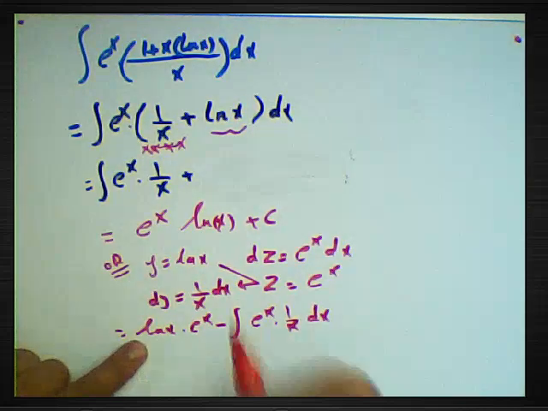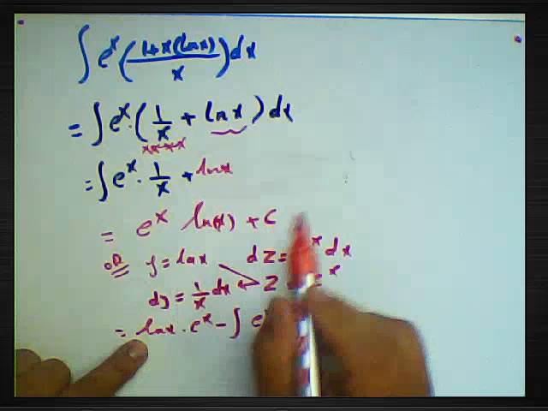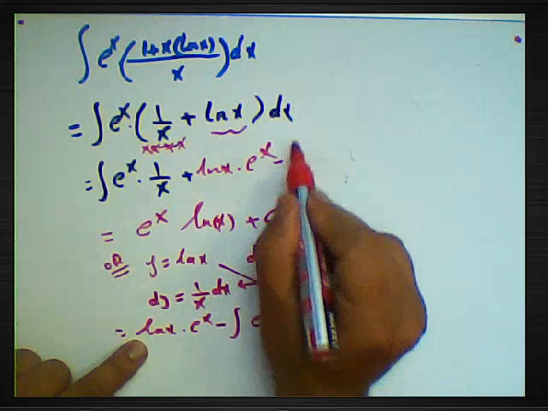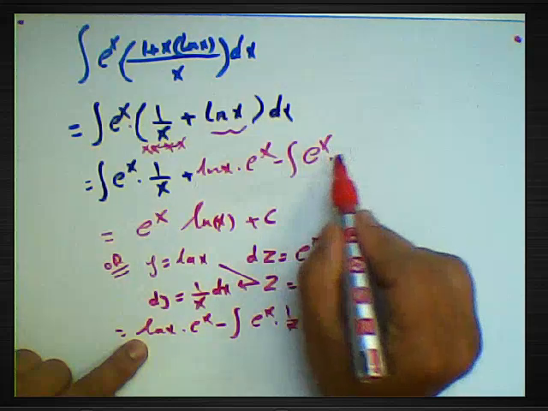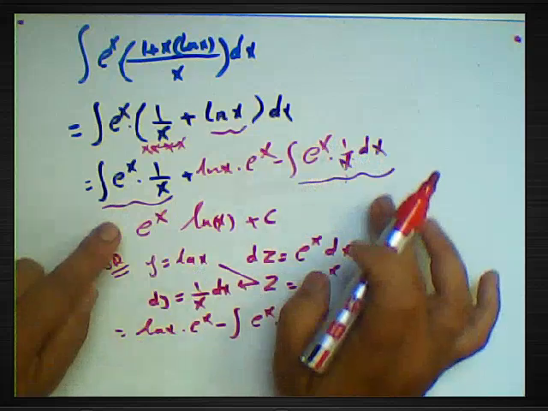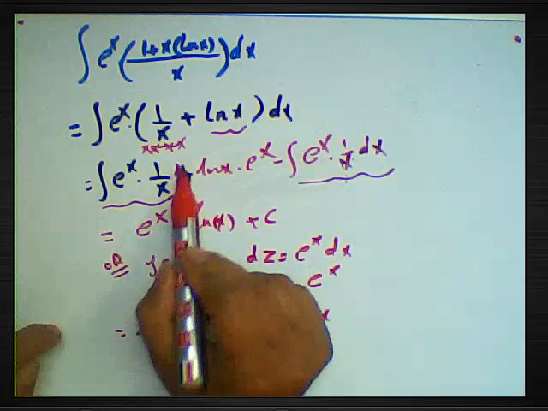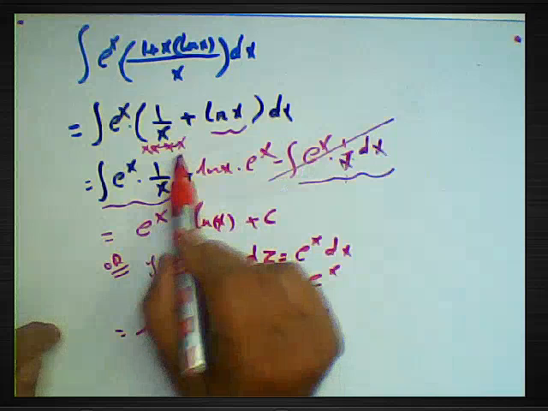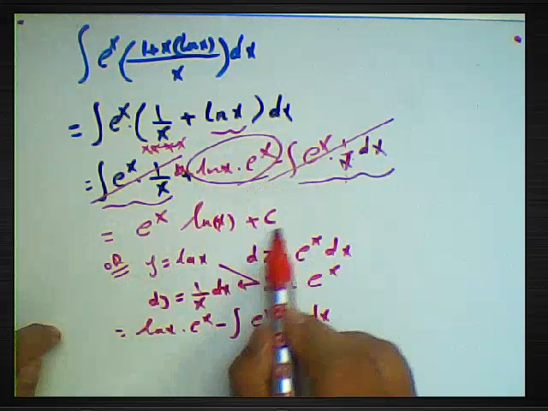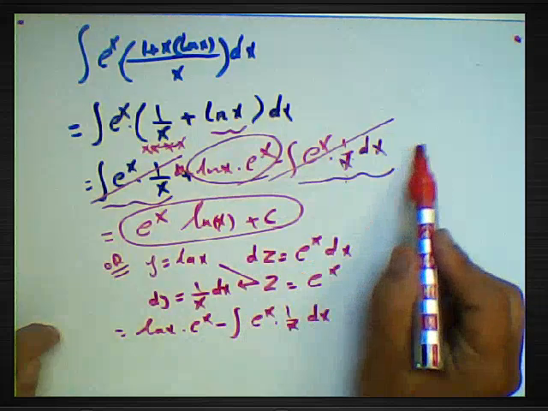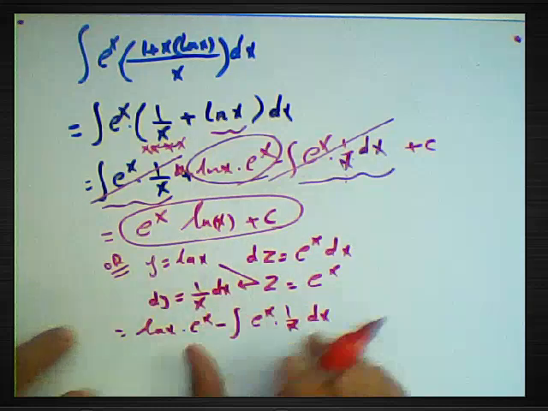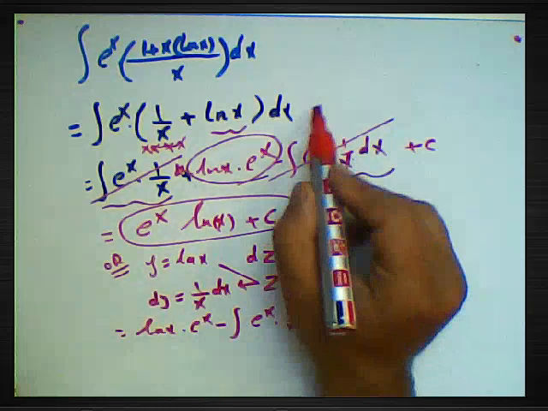What will it be? ln of x dot e power x, minus the integration of e power x dot 1 over x dx, and you can cancel to get the result. Okay, we can cancel this result by this result, so the result will be ln of x e to the x plus constant. So the result will be e power x ln of x plus constant. You can use this rule or the rule in the first step.